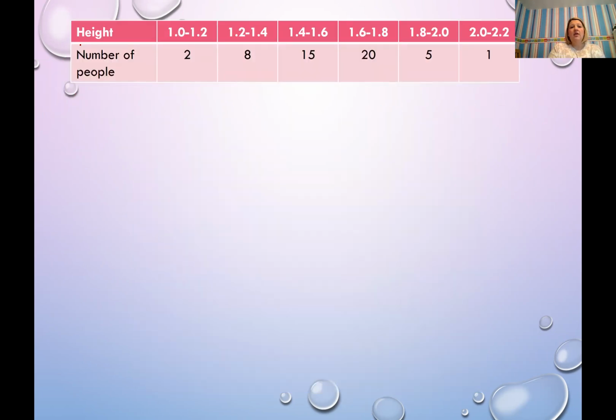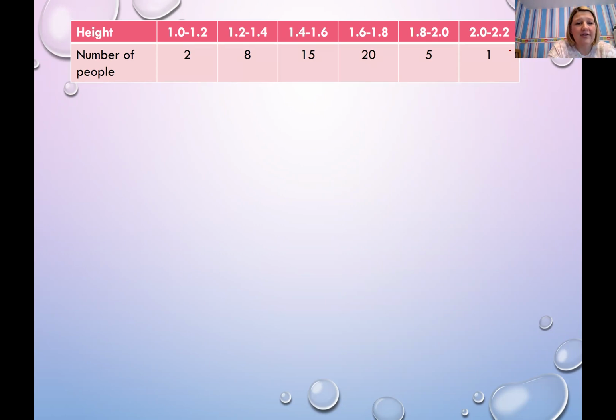So conversely here, I've got the number of people being measured at different heights. So I've got 2 people between 1 meter and 1.2 meters, 8 people between 1.2 and 1.4, 15 people between 1.4 and 1.6, and 20 between 1.6 and 1.8, 5 between 1.8 and 2, and 1 between 2 and 2.2. So the first question I'm going to ask myself is, is it discrete or continuous?